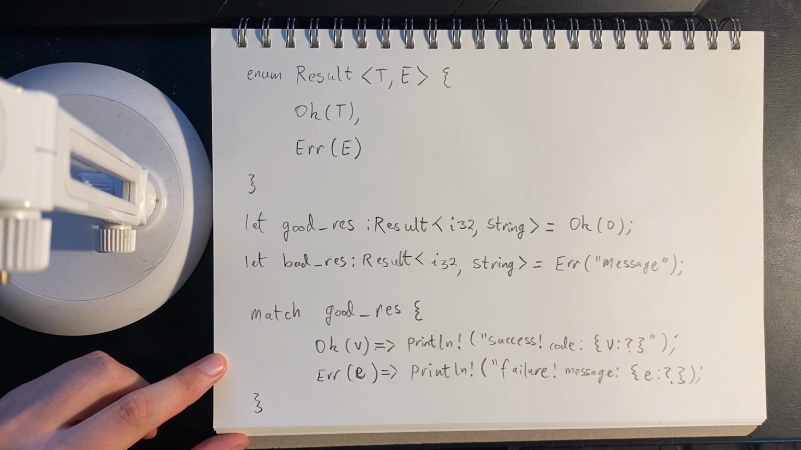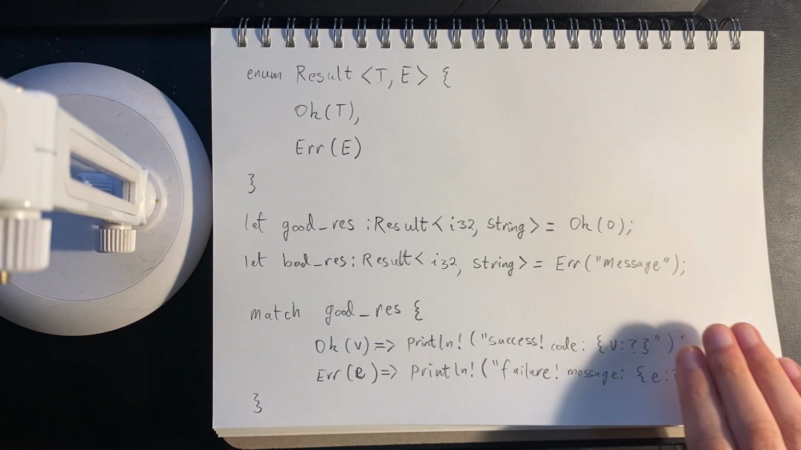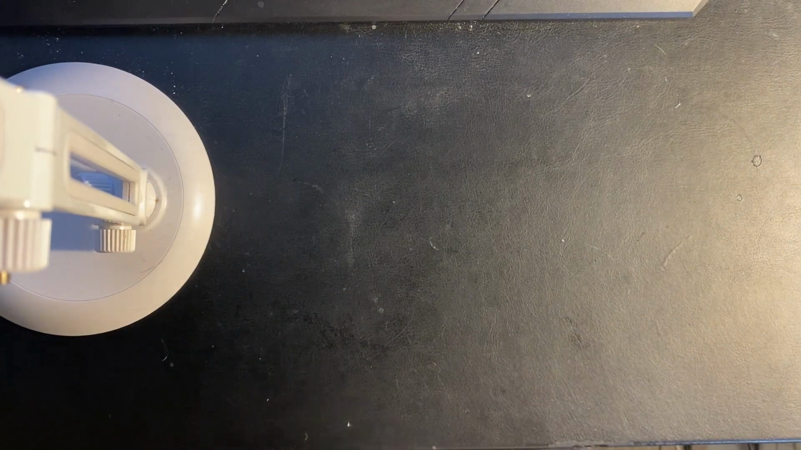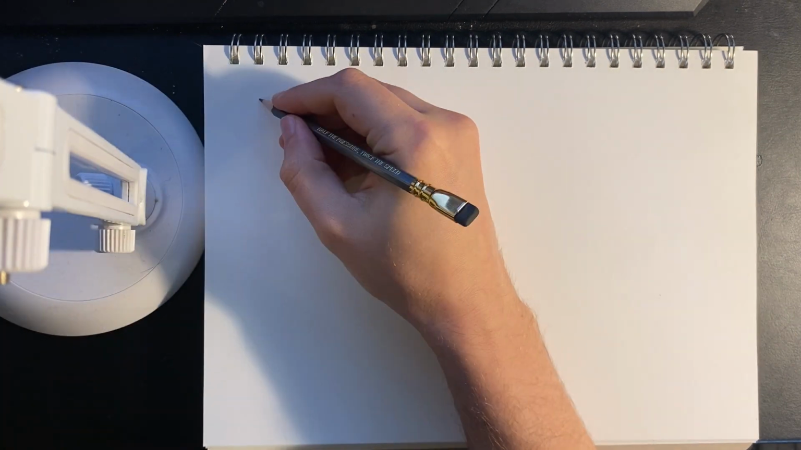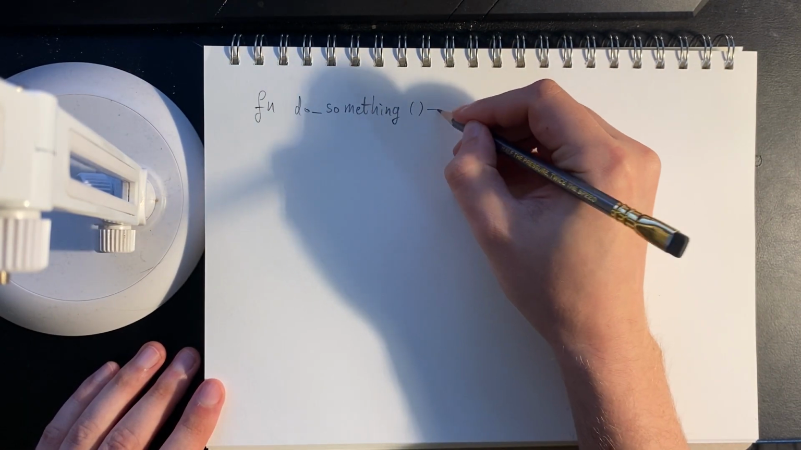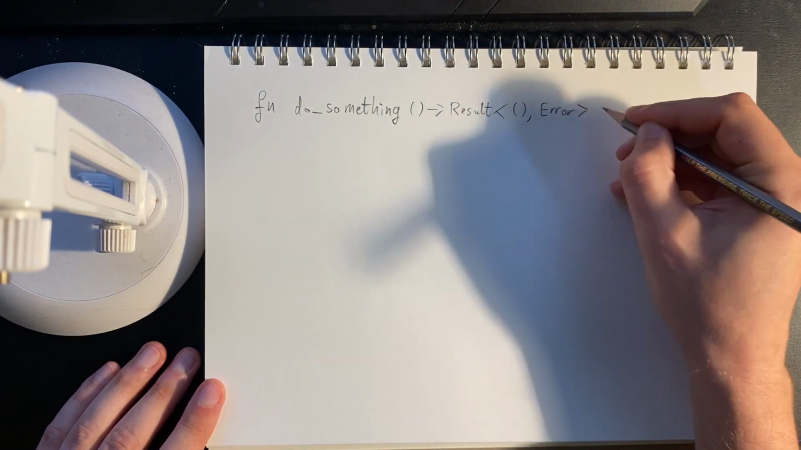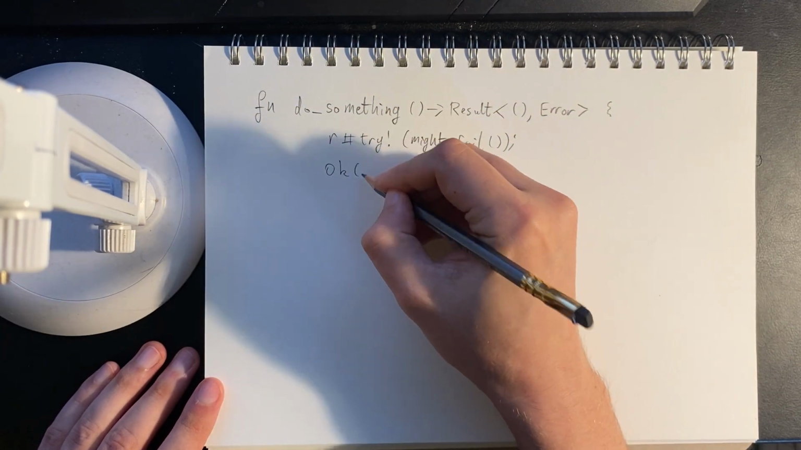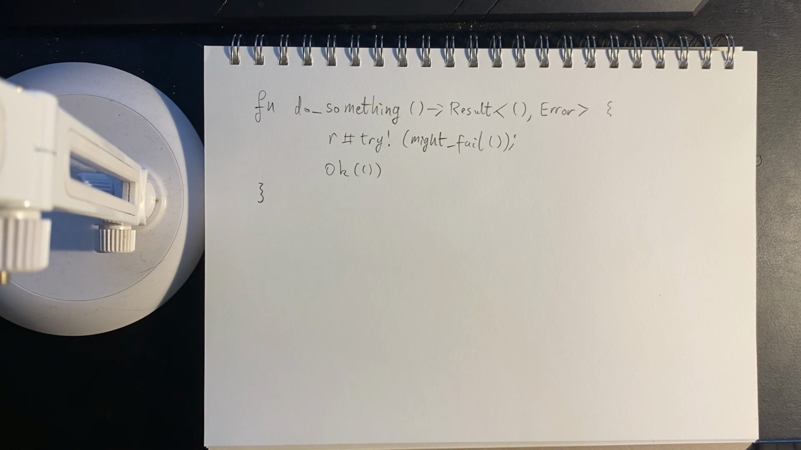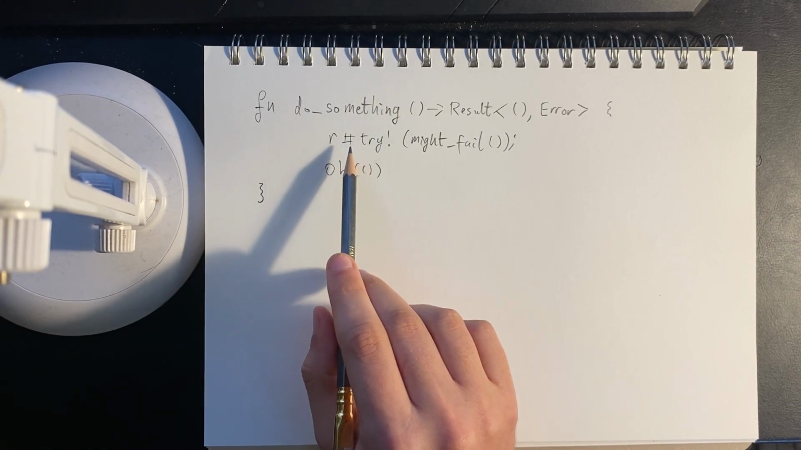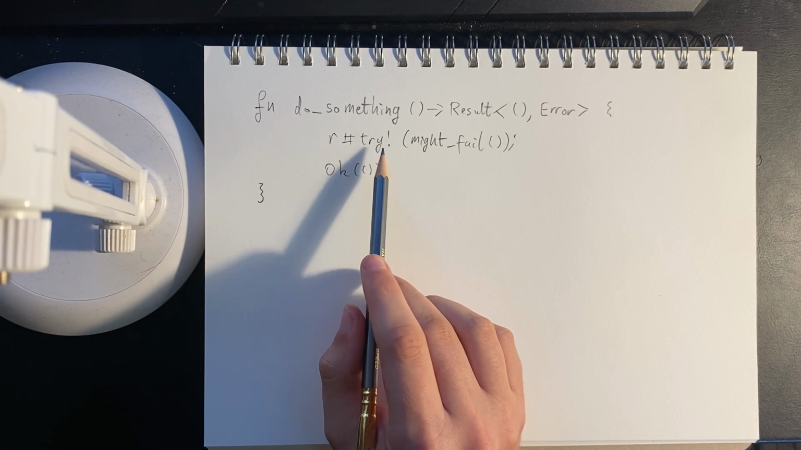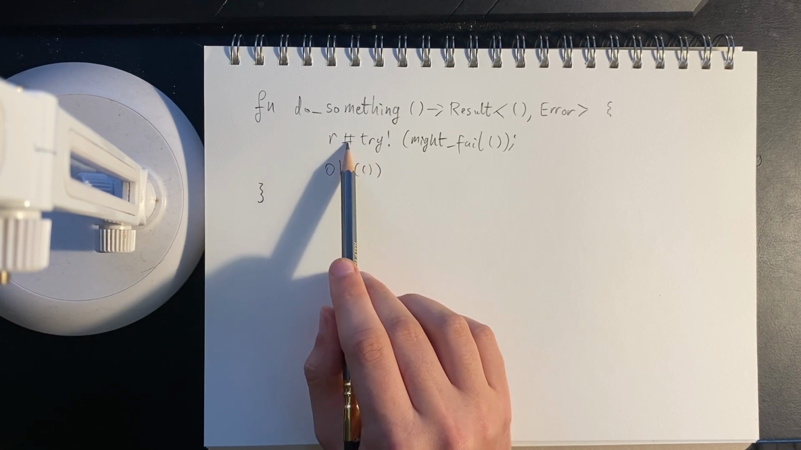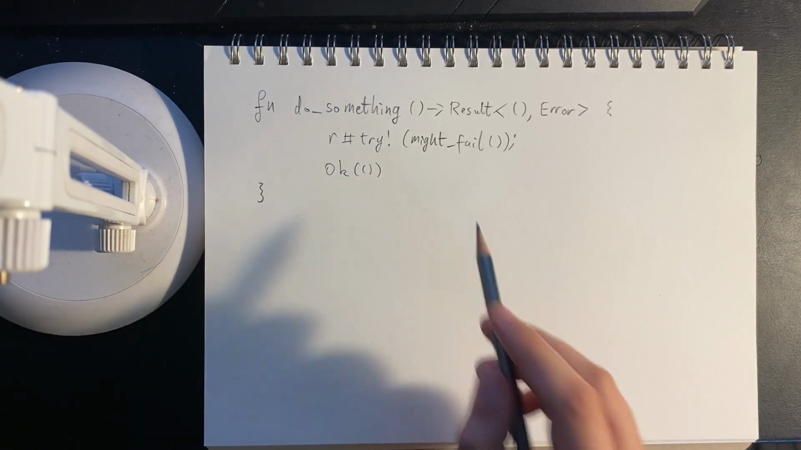So the other thing is, how do we propagate results? Yeah, we can do this with return statements, but there are a few other ways. One way to propagate results is with this try macro. So this is a full thing, r#try, exclamation mark for macro.